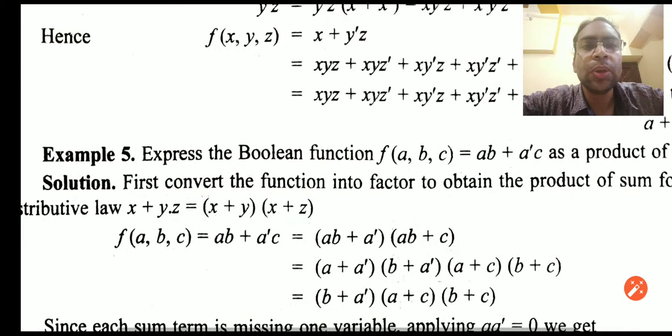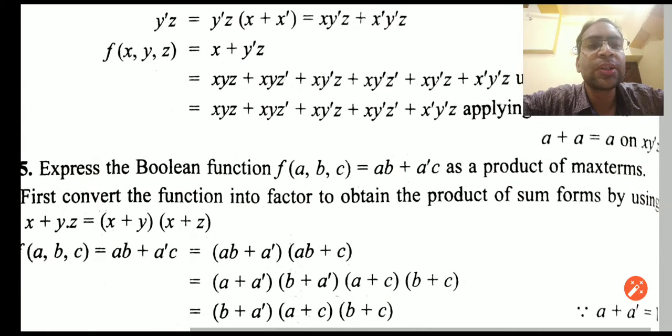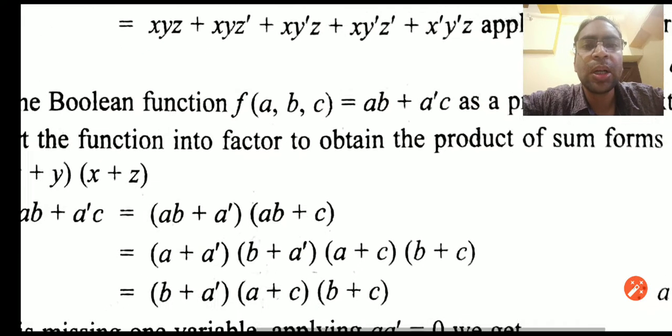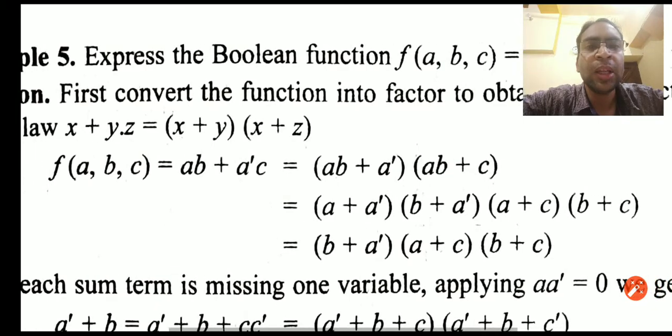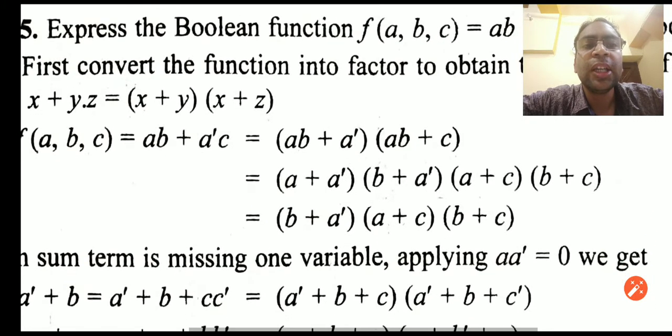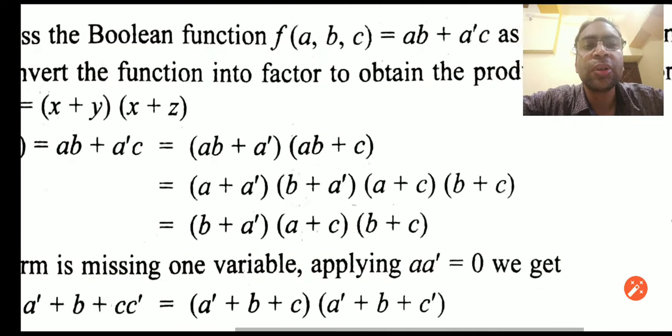I hope you have understood. Similarly, let's take another example, where we will express this as a product of max terms. In the last example we have seen a sum of min terms. Now we'll take a product of max terms. So let's talk about the approach. The function is f of a, b and c, written as ab plus a bar c. So again this will be distributed: ab plus a bar and ab plus c. So we have distributed using the distributive property.